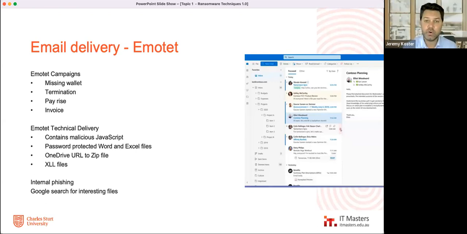So we want to get this early. This is where they interact with people and trick them into installing this bit of malware that leads to the next bit. And the really bad thing is internal phishing as well.